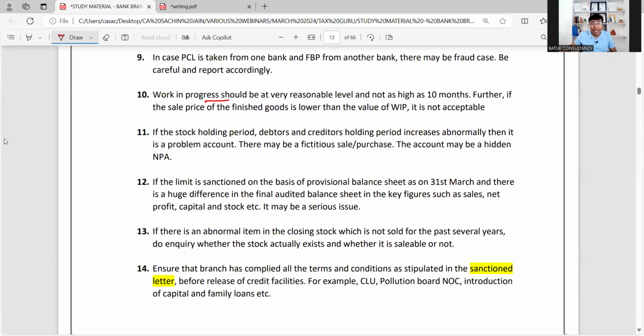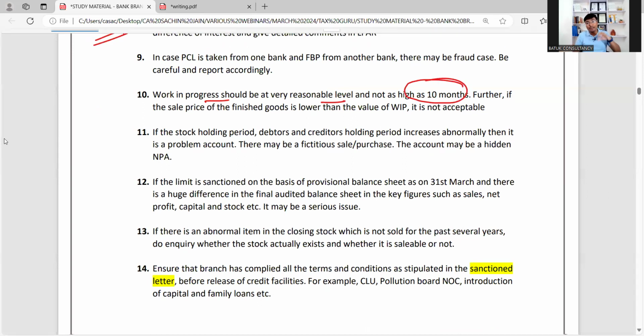Work in progress should be at a very reasonable level, not as high as in the last 10 months. कई बार क्या होता है, they provide the stock statement as on 31st March or as on 29th Feb and 31st January with a very high value of work in progress. तो हम लोगों को ये देखना है what were the trends for the first 10 months. कहीं ऐसा तो नहीं उस ट्रेंड को छोड़ करके the stock is in very high quantity with reference to the previous 10 months. This will also be a chance of certain fictitious stock which is available in the books of accounts. So we need to check the same.